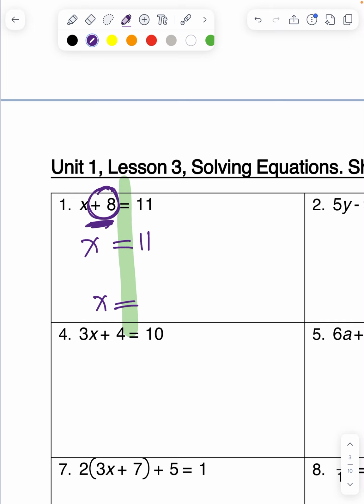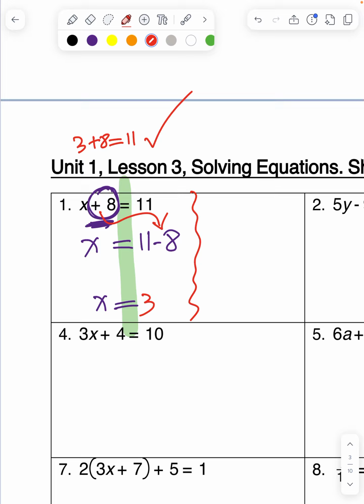11 is not moving. 8, I move it from left to right. All I need to do is change the positive to negative. Yeah? So this is one method. So 11 minus 8, that's 3. Yeah? We can go back to check. So 3 plus 8 equals 11. Oh, yeah, that's the correct answer.